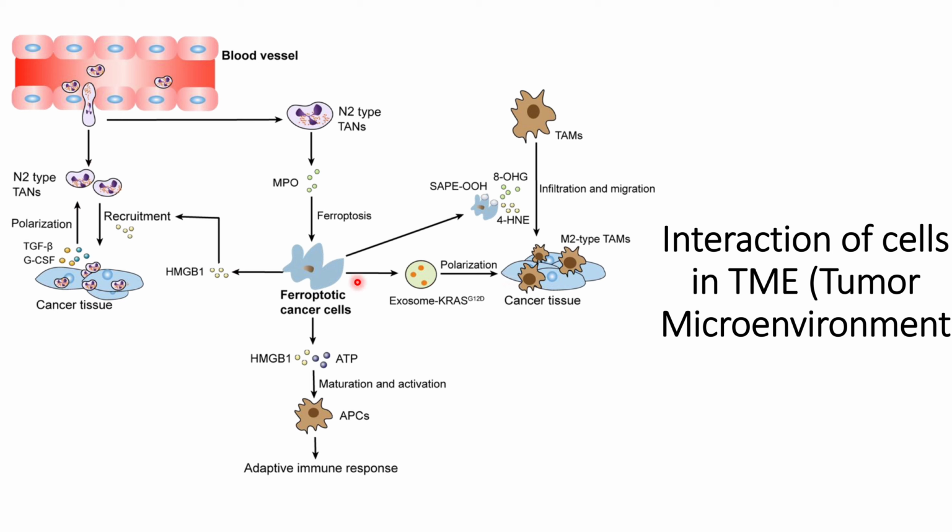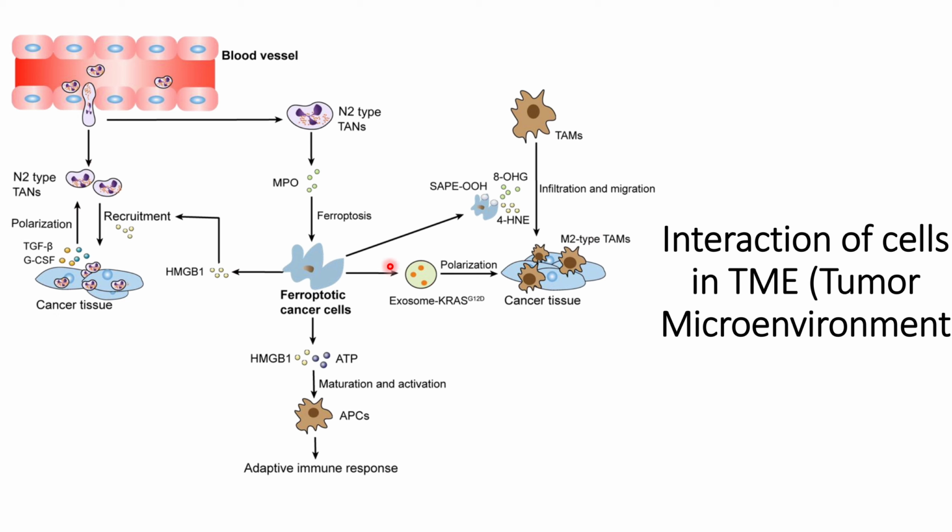Along with this, the ferroptotic cells will also release this oxidized phospholipid, and it will provide signals like eat-me signals. So they will polarize the tumor associated macrophages to act upon the cancerous cells. However, because of the presence of these cytokines and also the exosome polarization, these monocytes are also differentiated into M2 type macrophages or tumor associated macrophages, and its function is also to have the immunosuppressive effect.